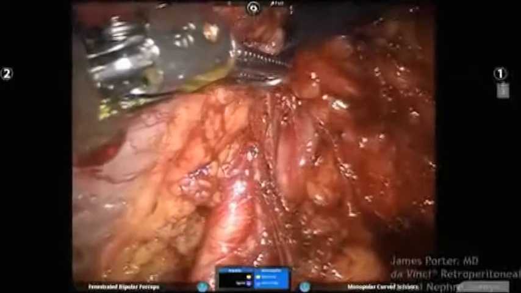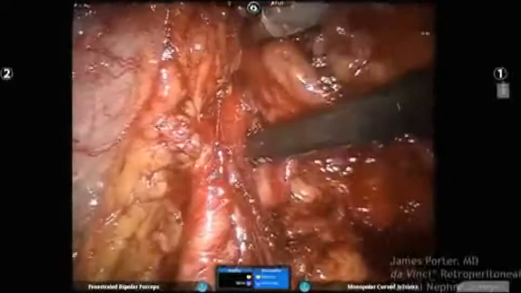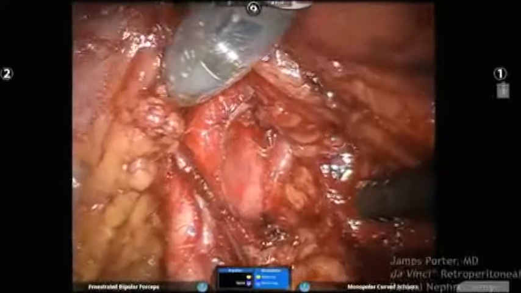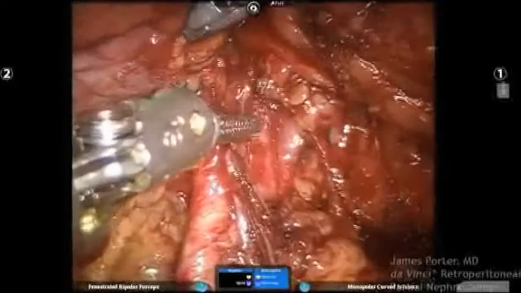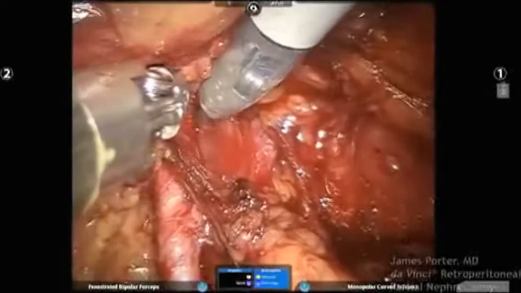So Jim, you're doing a beautiful job dissecting out that hilum. It brings to question, do you ever routinely do a lymphadenectomy, or do you think there's a role for that for these small lesions, or is it based on imaging? Not in renal cell, no, I don't. Not for small lesions like this. TCC, yes. For nephroureterectomy, we always do a node dissection. But for this disease, small tumors, we don't do nodes, no.